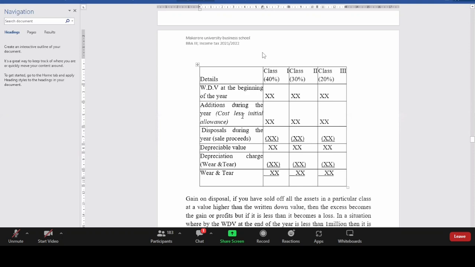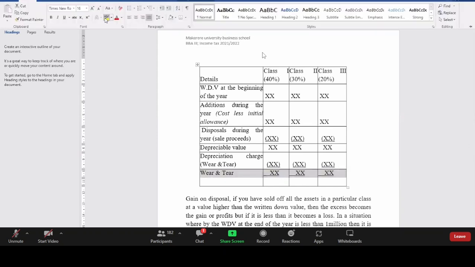So you get what we started with at the beginning of the period: add additions, less disposals. And then you get the depreciable value. That depreciable value is where you now charge the rate as per those classes. Class 1, 40%, class 2, 30%, class 3, 20%. And then you get the wear and tear. This is the one we'll be looking for, guys. You will bring it as an allowable deduction in your computation of business income. Where? On the schedule, on the format.